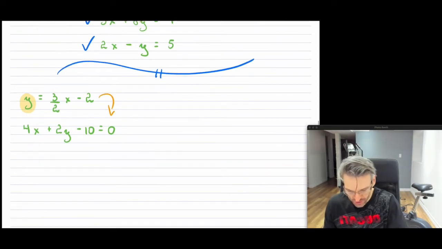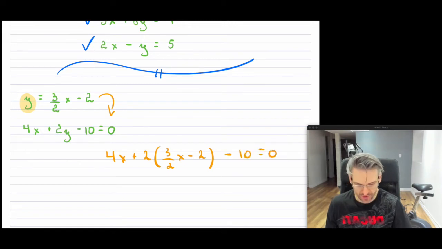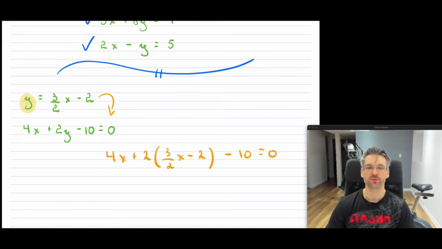So now my substitution, I have 4x plus 2, my y is 3 over 2x minus 2. So I just substitute it in there. Minus 10 is equal to 0. So I just substituted it back in. Now I'm going to solve for x.